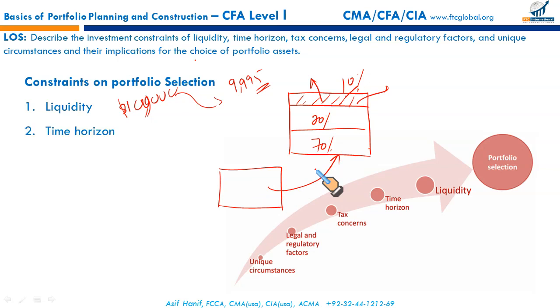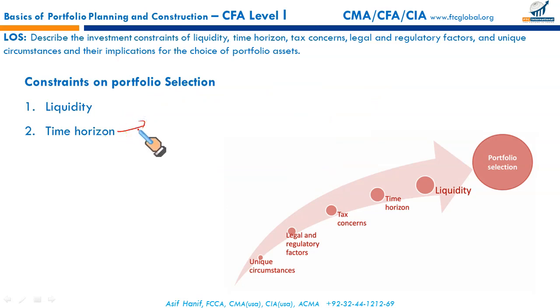Then time horizon. The IPS should state the time horizon over which the client is investing: 5 years, 10 years, 13 years, 40 years or whatever. So the longer an investor's time horizon is, the more risk he can take, and of course the less liquidity the investor needs in the portfolio. So time horizon is also a measure of willingness and ability to take on risk. A longer time horizon would indicate that the investor is willing to take on more risk and is willing to accept less liquidity.